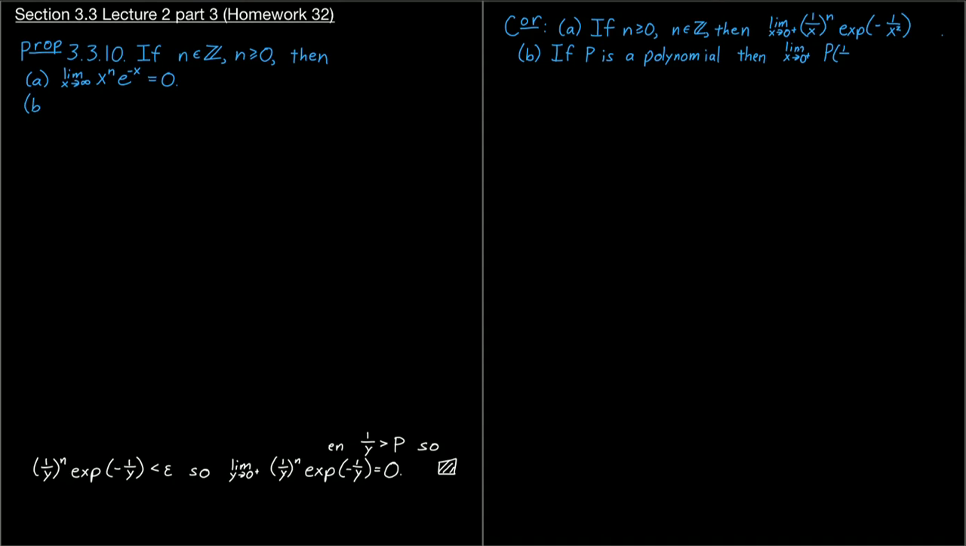And part B is that as x goes to 0, or let's go ahead and call the variable y in this case, the limit of 1 over y to the n, times, let's write this as exp of negative 1 over y, that limit is 0. And now the proof of this is pretty straightforward.